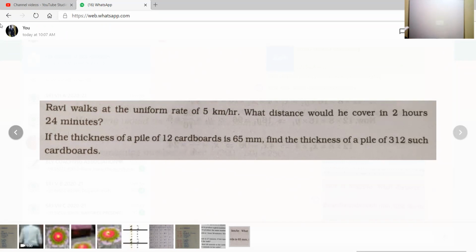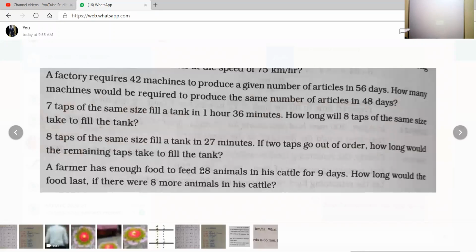Sir, can you please repeat question number four? Question four, yes. Yeah, it is there on the screen. A farmer has enough food. This one? Yes, sir.